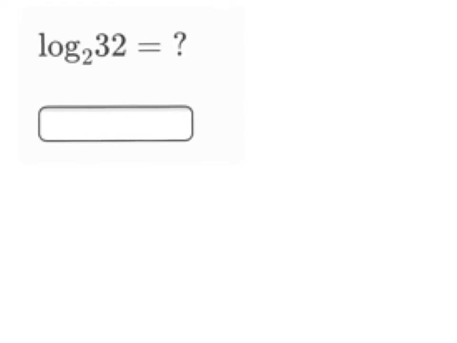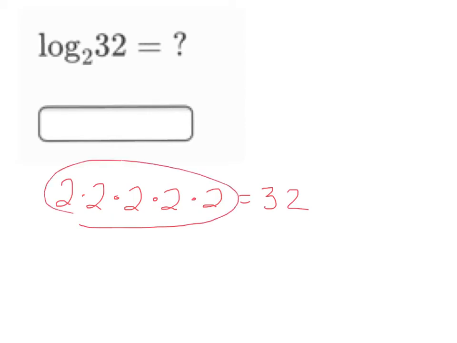So on this one, you've got log base 2 of 32 equals what? And so you're saying 2 raised to what power will give us 32? Well, let's find out. 2 times 2 is 4, times 2 is 8, times 2 is 16, times 2 more does equal 32. Well, how many 2's do we have right here? We've got 5 of them, right? So 2 to the 5th power does equal 32.